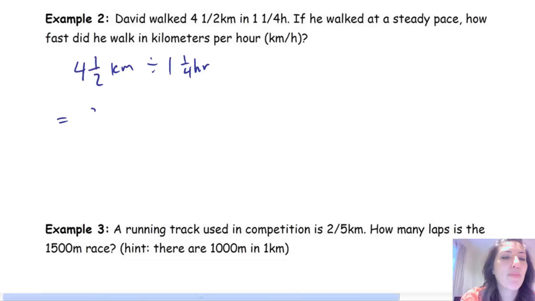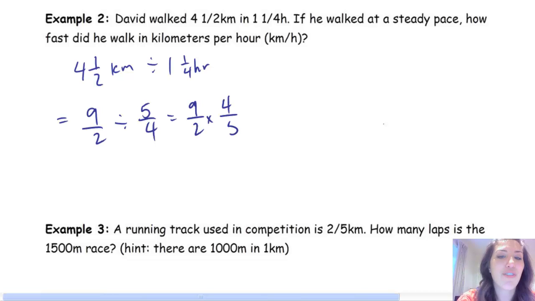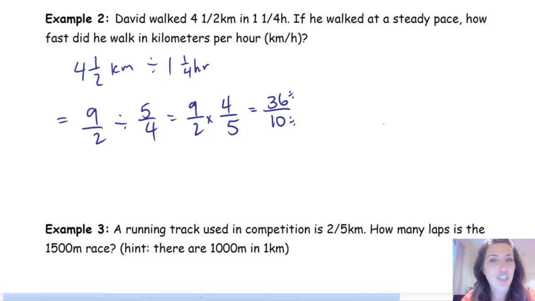4 times 2 is 8 plus 1 is 9 divided by 2. 1 times 4 is 4 plus 1 is 5. We can rewrite this as a multiplication statement. 9 over 2 times 4 over 5. 9 times 4 is 36. 5 times 2 is 10. Both of these numbers can be divided by a certain number, and we know that both of these are even, so if nothing else works, we can always go down to 2.